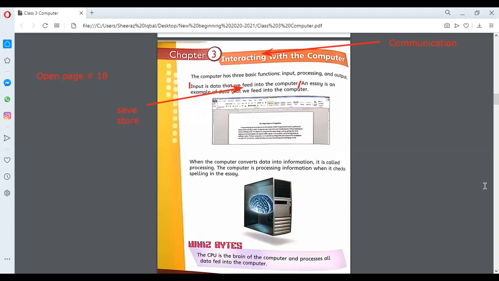Okay, so let's see who else we have. So input is data that we feed into the computer. When we enter the data, how can we enter it? We can enter the data with the help of a keyboard or with the help of a mouse. There are also some other devices, but we will see the most common devices which we use to feed data into the computer.